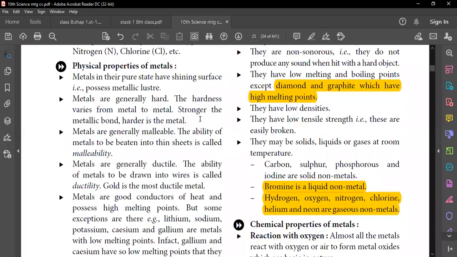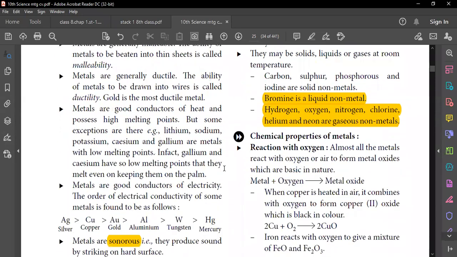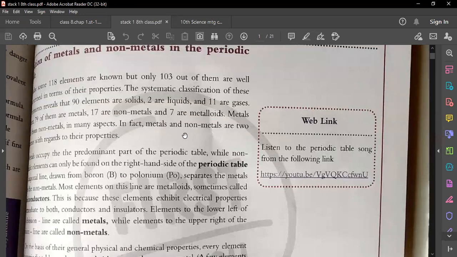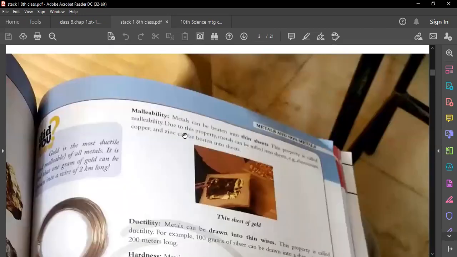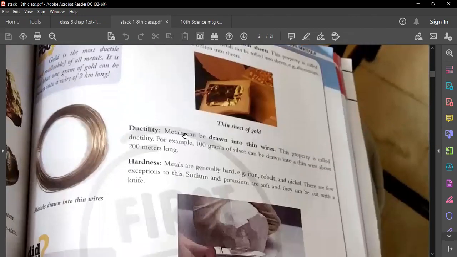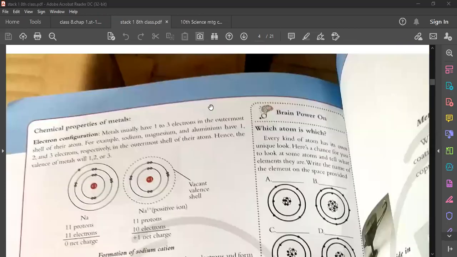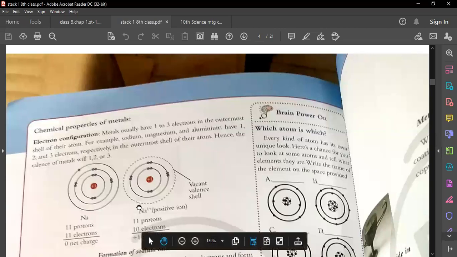Sir, shall we submit this homework in the group or show you tomorrow in the class? You can just show it to me tomorrow in class. That's better. Okay, sir. Now, any doubts in the physical properties of metals? No doubt, sir. Exceptions are very important. Then shall we move to chemical properties? Yes, sir, sure.